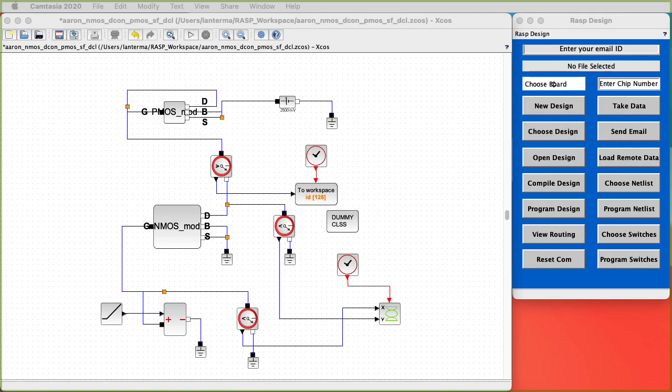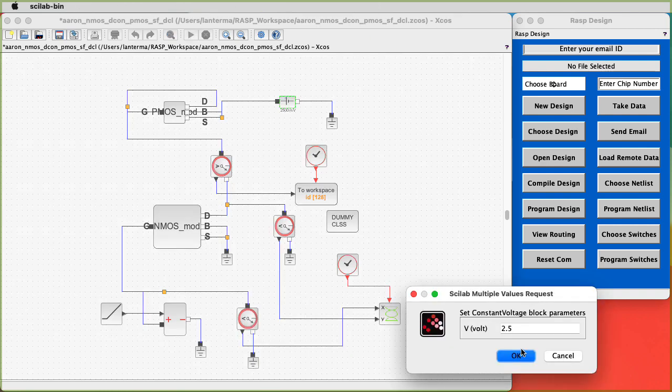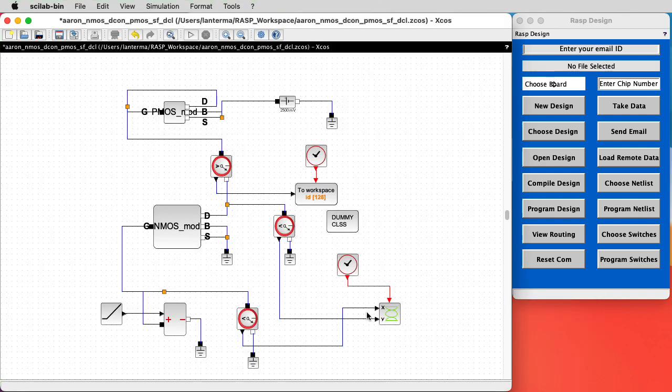So I worked up that circuit in the RASP design tools that Professor Hassler's group has created. The VDD is going to be 2.5 volts. The triangles represent usual Xcos signals. The squares represent Modelica connections that are basically implicit connections for voltages and currents. And then we have blocks that change from regular Xcos land into Modelica land.